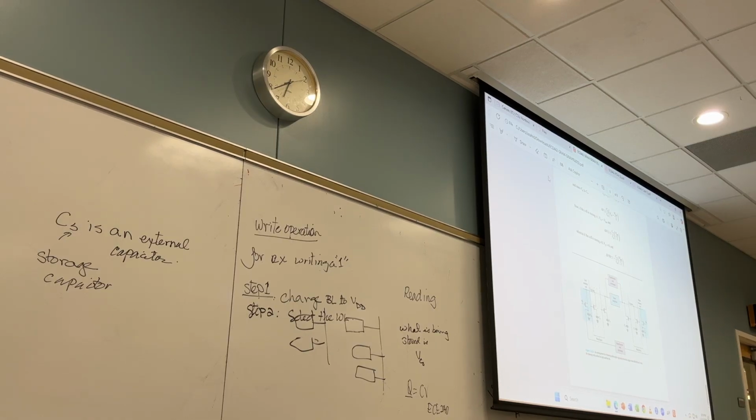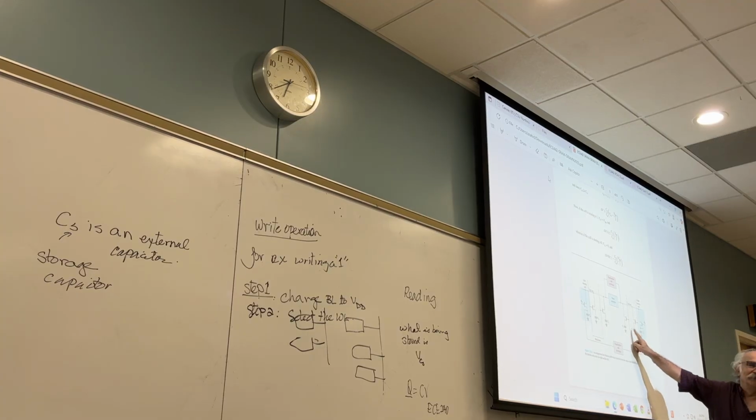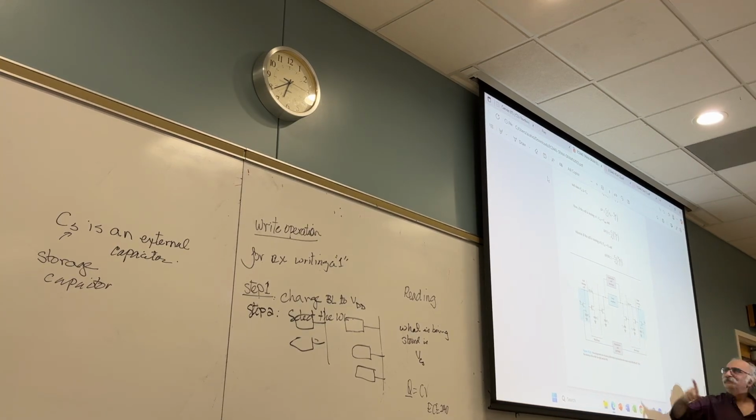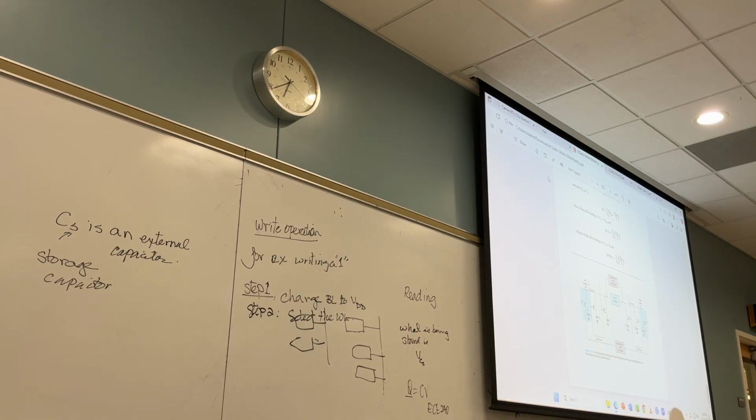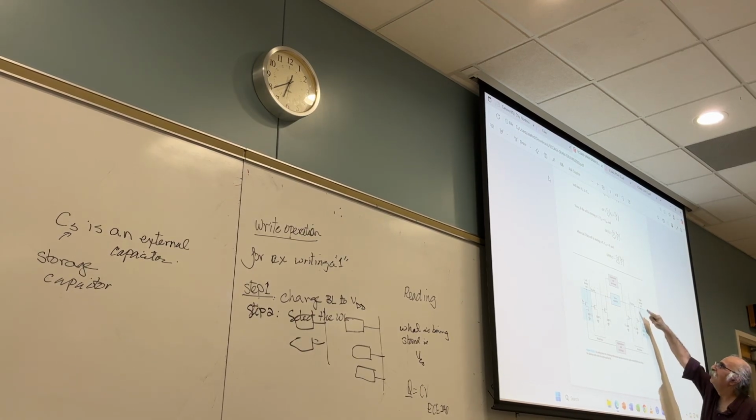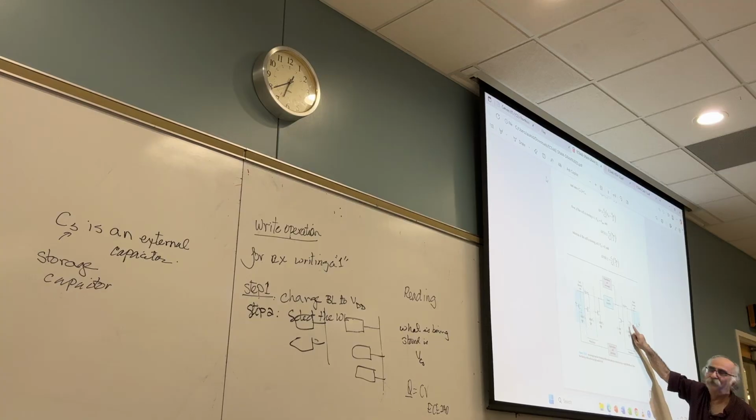Okay. Let's think. Suppose I want to select this one. Can you tell me what do I do? I want to select this one. Which dummy do I need to activate? The left. I need to activate the dummy on the left hand side. Why? So that I get the potential.